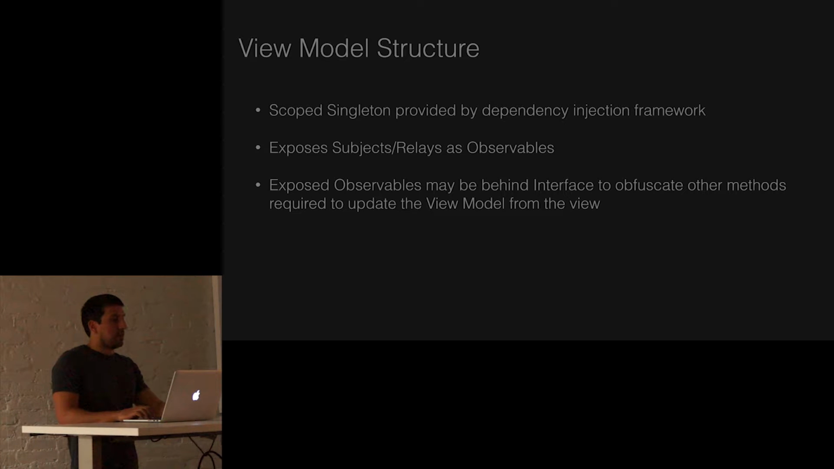So the view model itself is a scope singleton provided by something like Dagger, ideally. It exposes behavior subjects or behavior relays as observables, and the important thing about a behavior subject versus, like, a published subject is that behavior subjects remember the last emitted value, so they will always have the most recent view state.